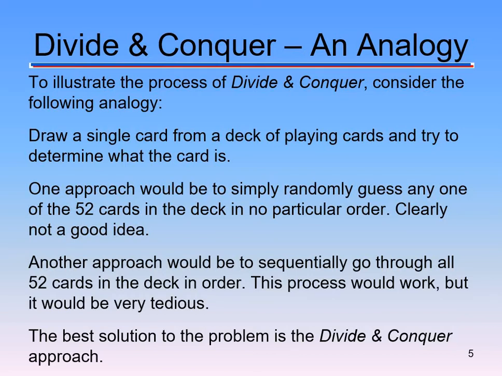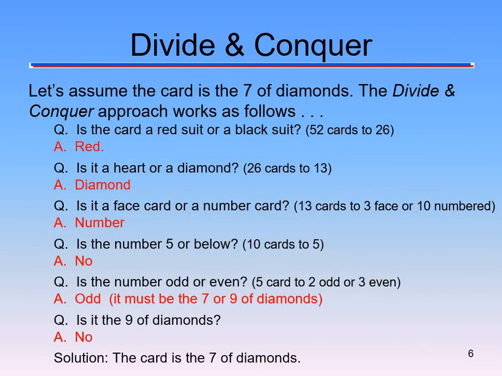All right, so divide and conquer is really this. We're going to assume the card is the 7 of diamonds. Divide and conquer would work as such. You would ask, is the card red or black suited? Hopefully we all know cards, and you might get an answer, all right, it's red. And then you would say, is it a heart or a diamond? Because those are the two kinds of red cards in the deck. You would get it's a diamond. And then you would ask, is it a face card or a number card? Remember, face cards are jack, king, queen, or numbered card.